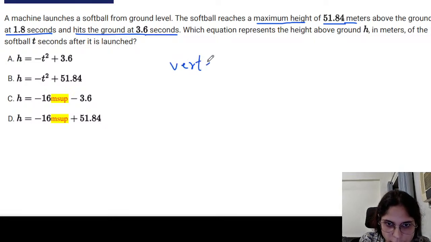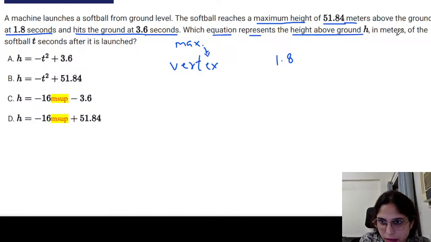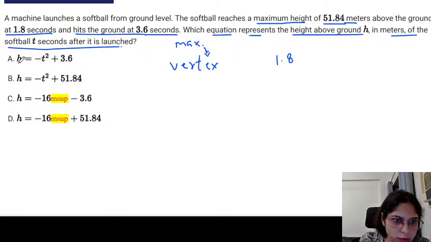Two points are given to you. Vertex is given to you. So max is your vertex. And what is my vertex? Vertex is at 1.8 seconds, so the value of x is 1.8. Because you have to write the equation that represents height t seconds after it is launched, so time is your x and height is your y. So you will write 1.8 first and then you will write 51.84.